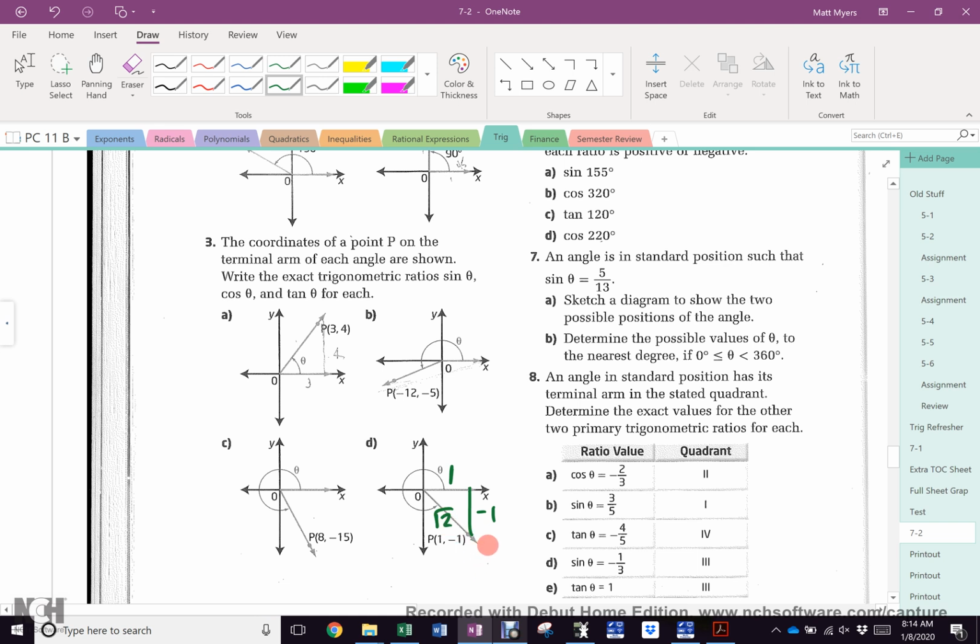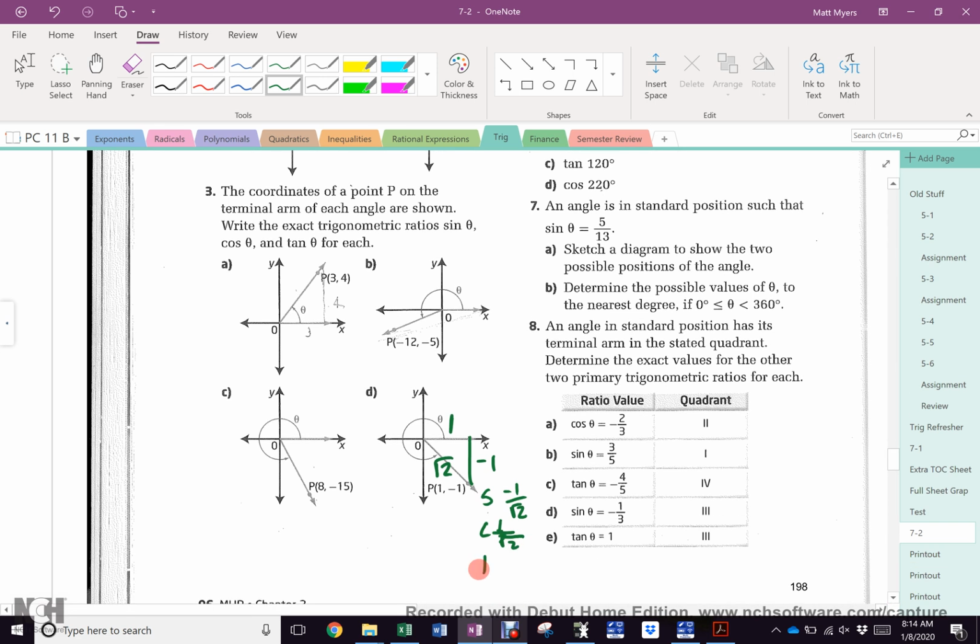So sine is -1 over root 2. Cos is 1 over root 2. And tan is -1.